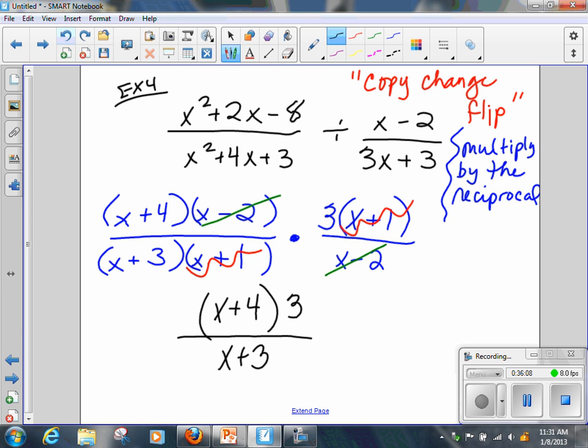Here's what you're going to do for me. We're going to add and subtract tomorrow. I want to give you time to work on homework. Page 534.